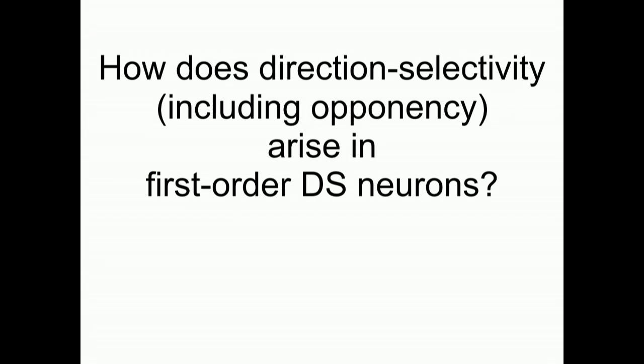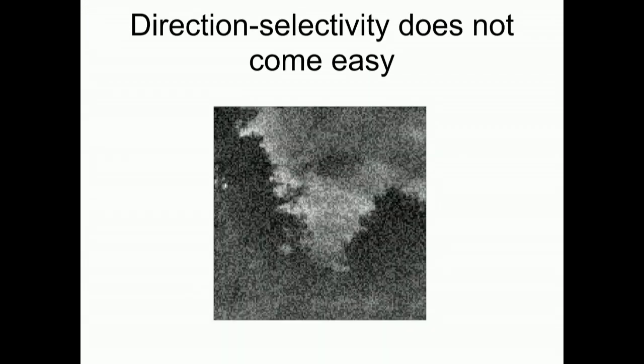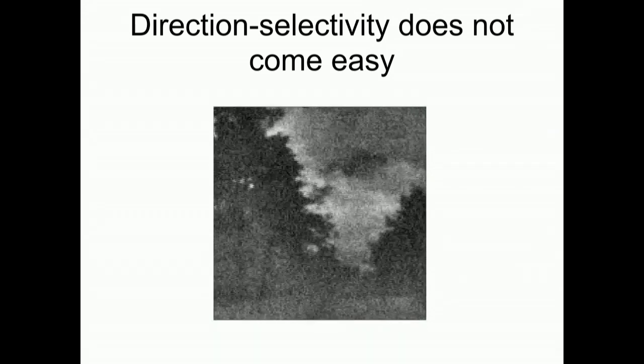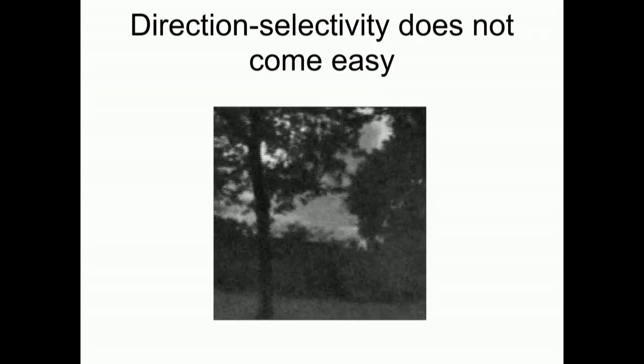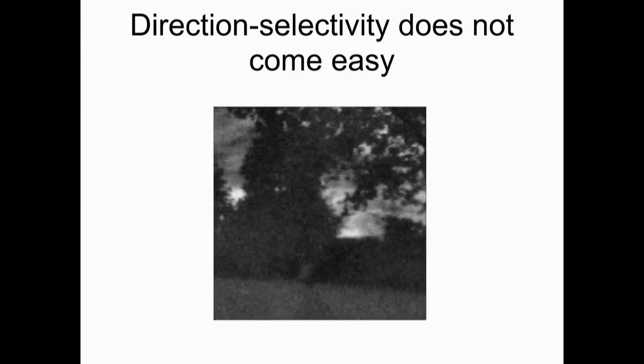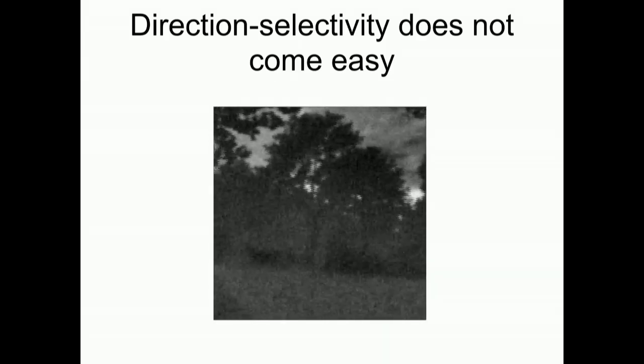So now we really want to think about how this property influences our models for direction selectivity. Direction selectivity is a little bit difficult to think about because it's so effortless for us as humans. When I show you this movie where I've added a lot of noise, it's trivially easy to see that this thing is moving to the right.